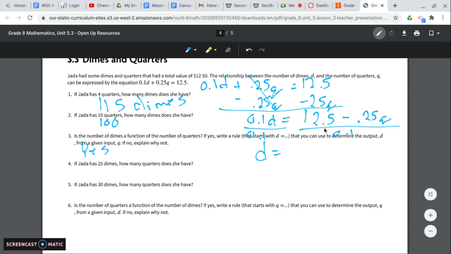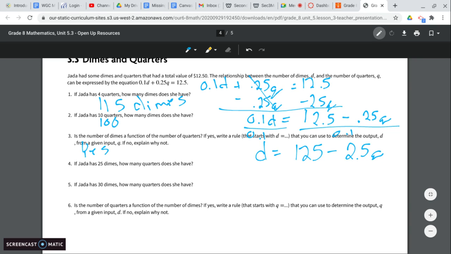if we take the 12.5 and divide it by 0.1, we're going to get 125 minus 0.25 divided by 0.1, which is going to be 2.5 Q. So that would be our equation.